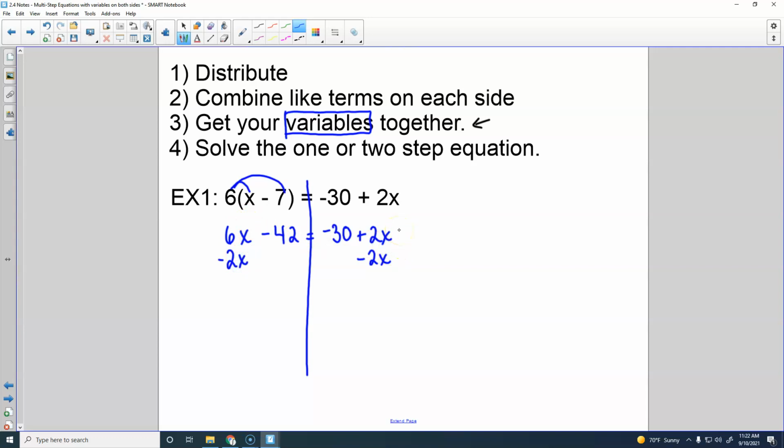Make sure you're subtracting 2x on both sides of the equation. There should be that line down in between. Sometimes you might try on the same side, and that's not going to work. So 6x minus 2x is going to give me 4x. Make sure you don't lose that x. Minus 42 equals negative 30. Now we should be down to a 1 or 2 step equation.